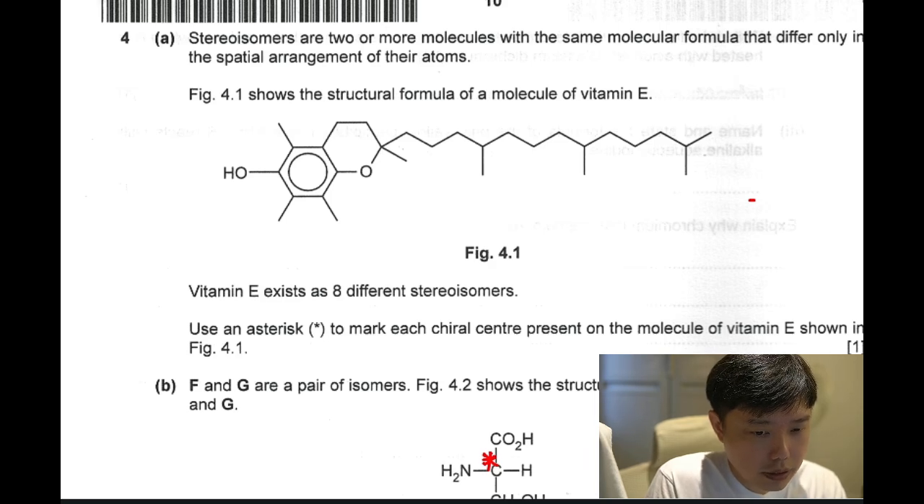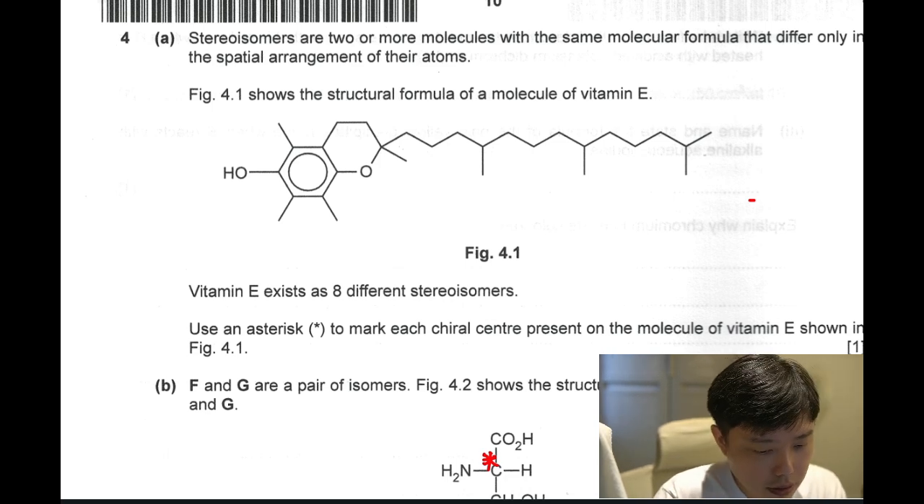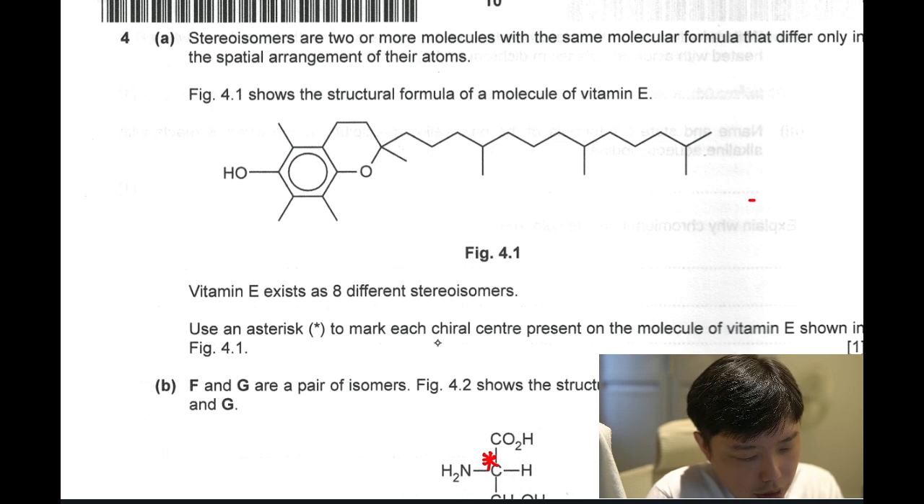Alright guys, let's continue to go through the 2024 paper 2 question 4. Part A says you have vitamin E, right? Figure 4.1. It exists as 8 different stereoisomers. Use the asterisk to mark each chiral center.